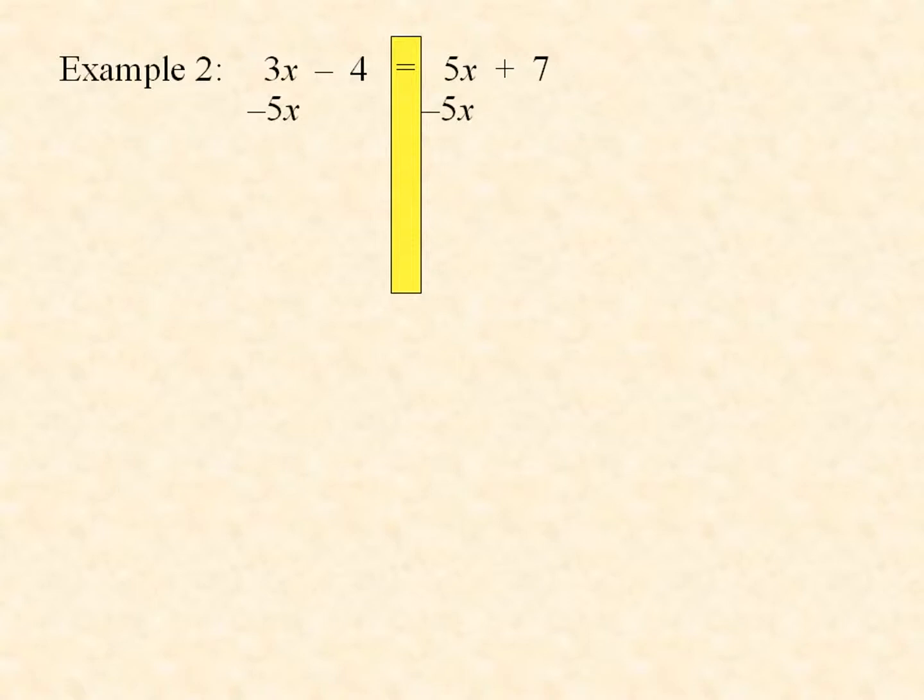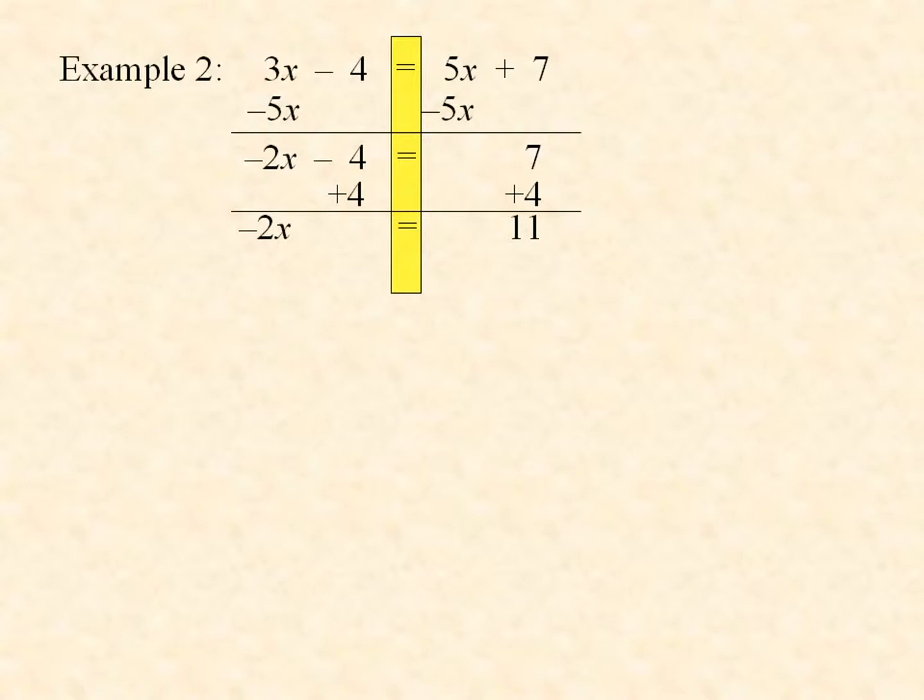We'll add negative 5x to both sides. That leaves x on the left side. It gives us negative 2x minus 4 equals 7. We will add 4 to both sides. That leaves negative 2x equals 11. And we'll divide by negative 2. And that gives us x is negative 11 over 2.